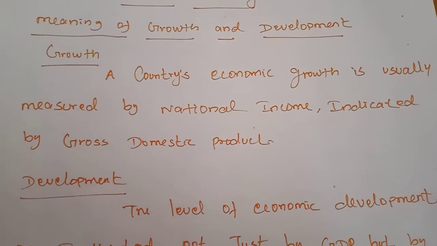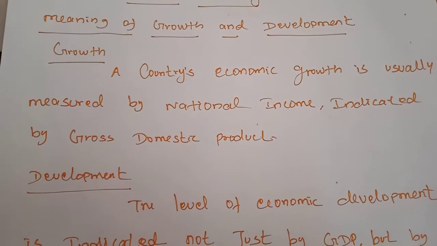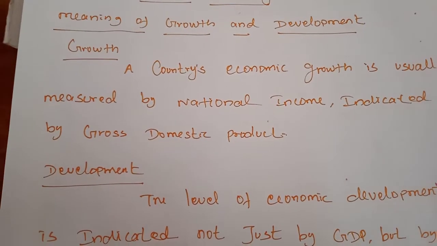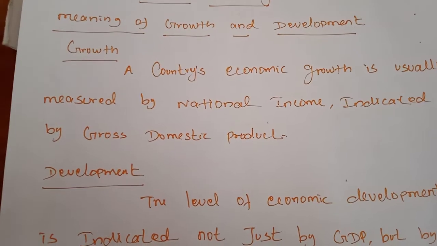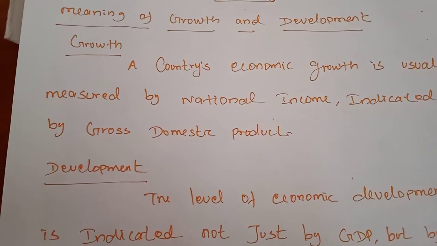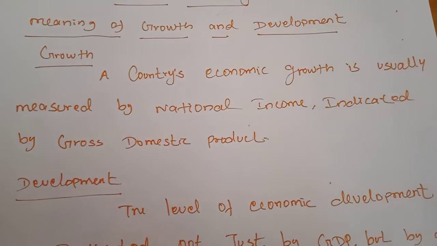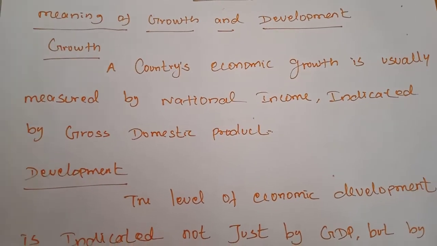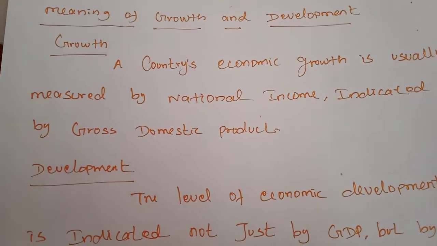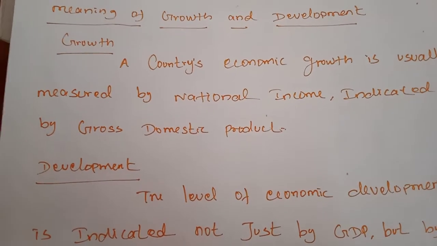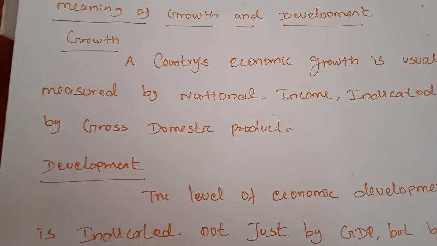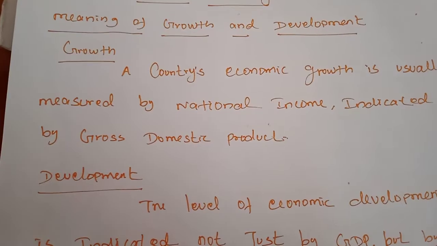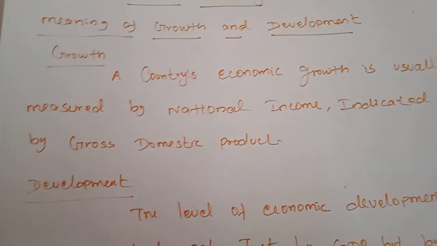First, if you are considering growth, a country's economic growth is usually measured by the national income, indicated by gross domestic product. So what does gross domestic product mean? The gross domestic product is the total monetary value of the goods and services produced by that country over a specific period of time. That specific period of time is normally considered as 1 year.